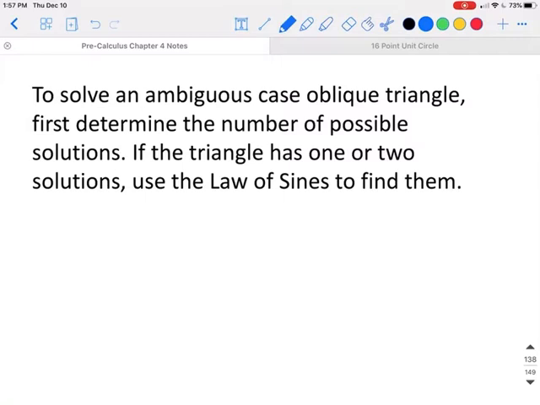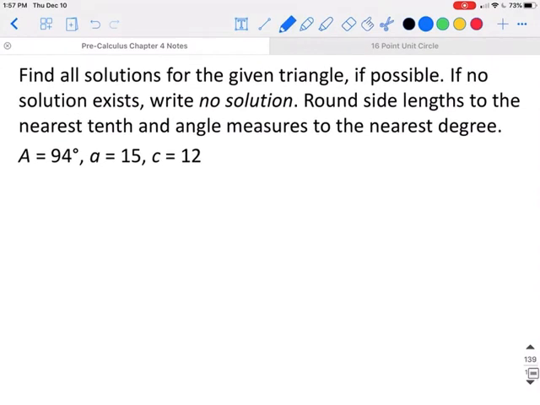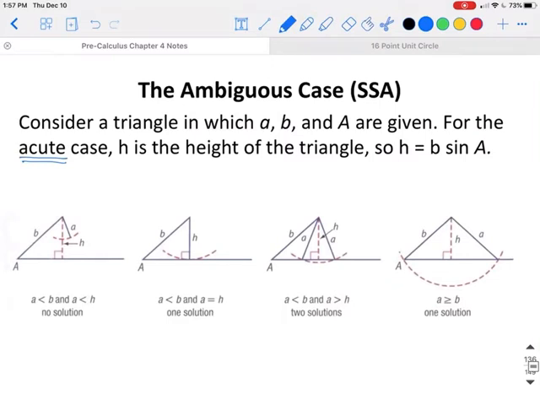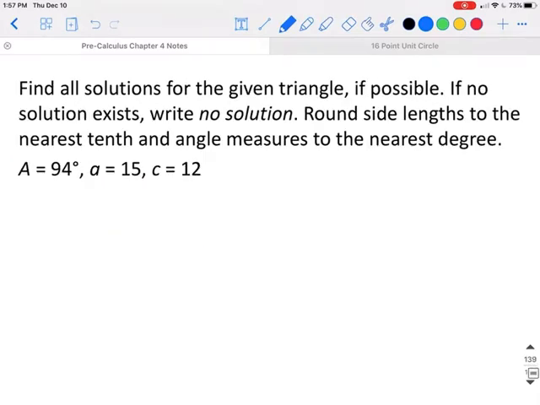To solve an ambiguous case of an oblique triangle, first determine the number of possible solutions. If the triangle has one or two solutions, we're then going to use the law of sines to find them. So find all solutions for the given triangle if possible. If no solution exists, we're just going to write no solution. The other thing we do need to note from these acute angle triangles is that to find the value of H, we're just going to do B times the sine of angle A.